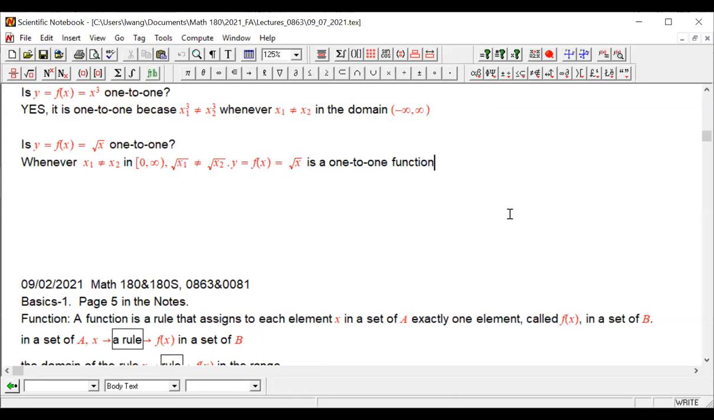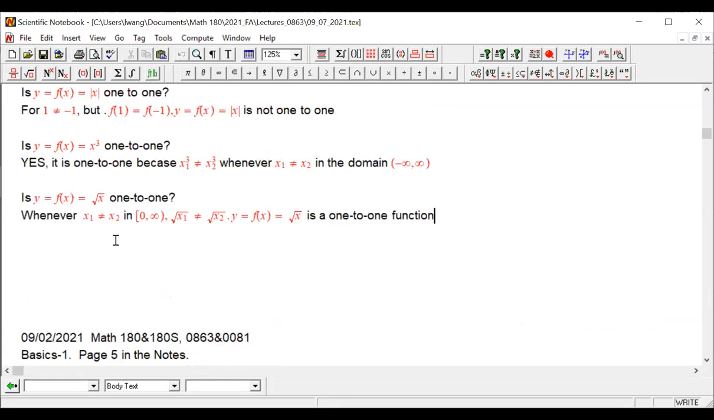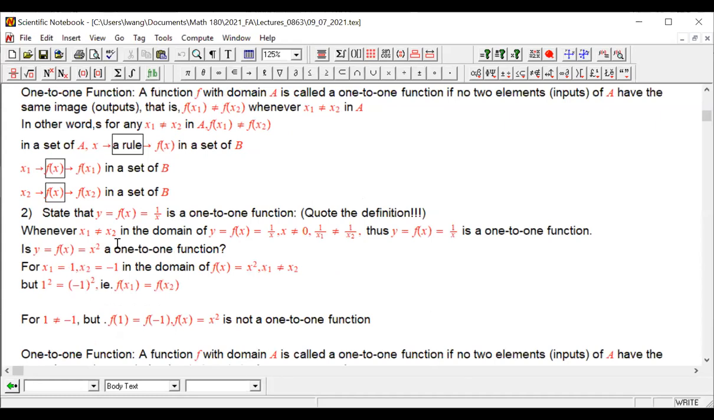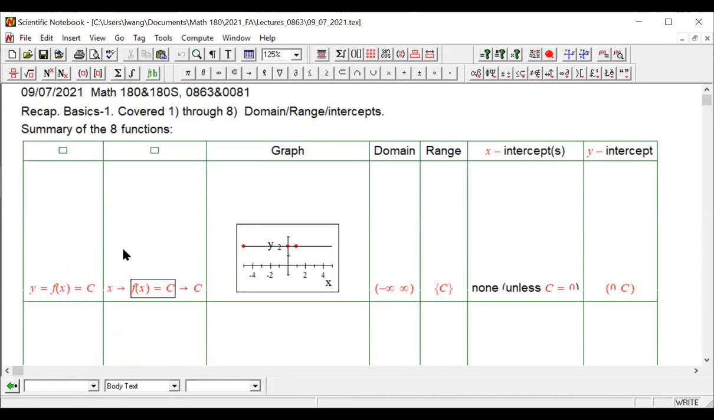Okay, so we have covered all 8 functions and the concept. So we summarize today. We summarize and we made this table. And now I want you guys to enter another column regarding whether this function is one-to-one or not.